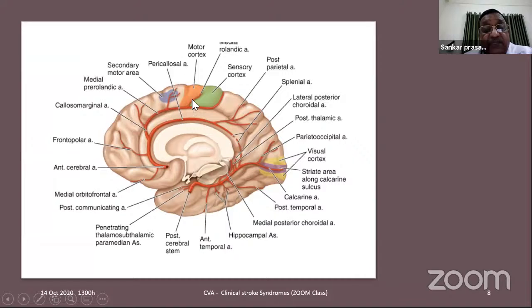The medial aspect of the cerebral hemisphere is mostly supplied by the anterior cerebral artery, which has many branches: frontopolar, callosal, marginal, pericallosal, posterior parietal, and splenial artery. And the posterior cerebral artery stem, you can see here, supplies the anterior temporal and hippocampal branches, and these branches anastomose with the anterior cerebral artery and middle cerebral artery, causing a very luxuriant anastomosis. This is the visual cortex, which is supplied by the posterior cerebral artery stem. And there are some penetrating thalamo-perforating paramedian branches which are visible here.